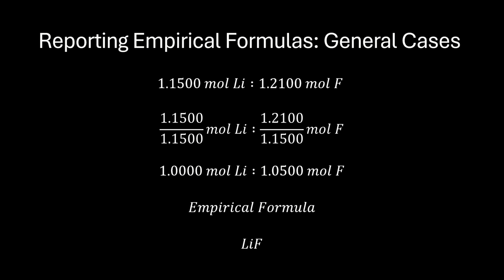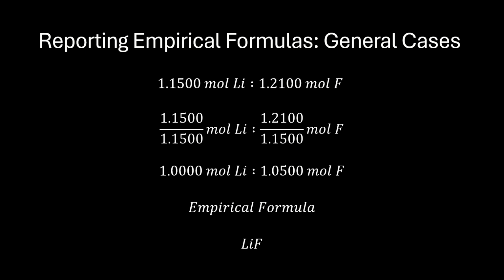For empirical formulas, the next step that you do is divide every mole amount by the lowest number of those mole amounts. So in this case, that would be 1.15, and dividing both mole numbers by 1.15, that gets us for every 1 mole of lithium, we have about 1.05 moles of fluorine. And so essentially that's a 1-to-1 ratio, and you would write your empirical formula as LiF, or lithium fluoride.